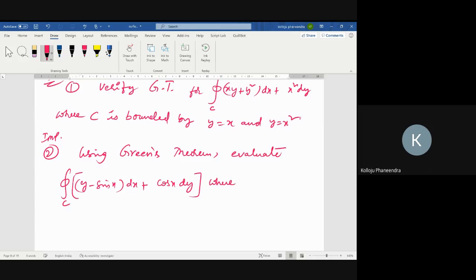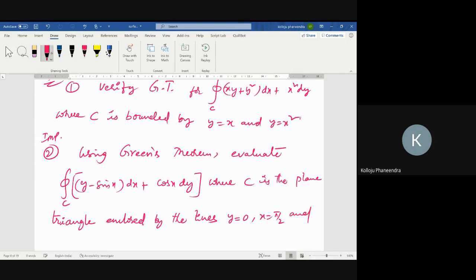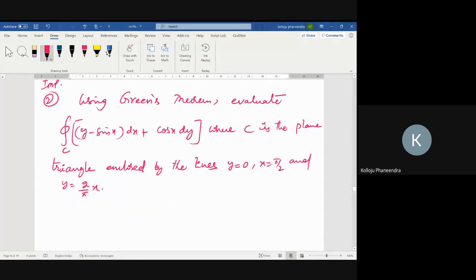where C is the plane triangle enclosed by the lines y equal to 0, x equal to pi by 2, and y equal to 2 by pi x. Now the verification, what is this? Using Green's theorem means converting this line integral to a double integral. This is f and this is g.